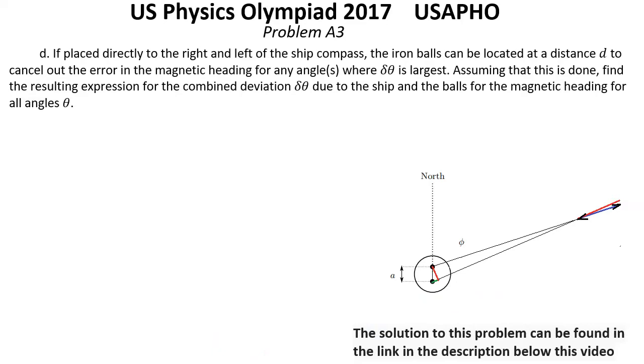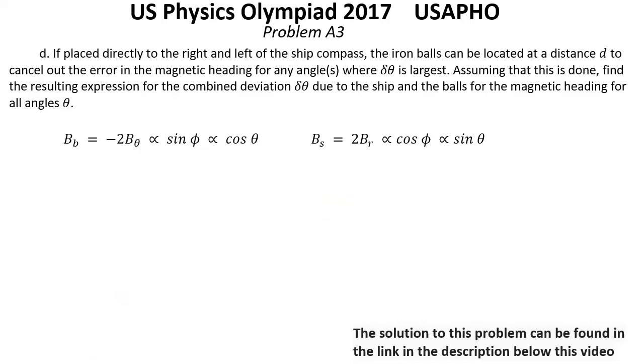Answer for question D. Note that the two iron balls create a magnetic field near the compass that behaves like that of the ship as a whole. There is a component directed toward the bow given by this expression, and a component directed toward the starboard given by this expression, where the factors of 2 are because there are two balls. Note that theta is the ship heading, while phi is the angle between north and the location of the compass relative to one of the balls.